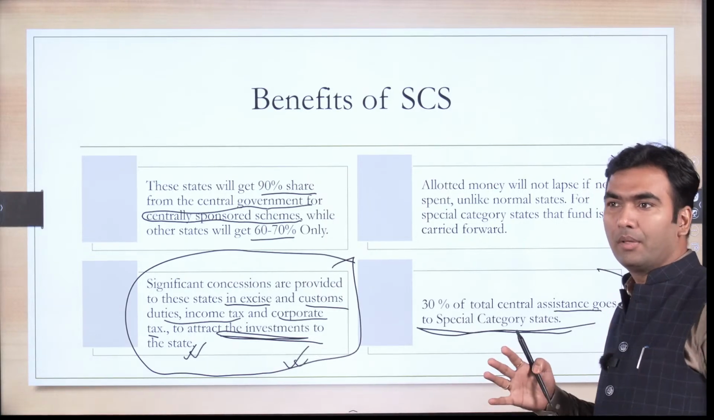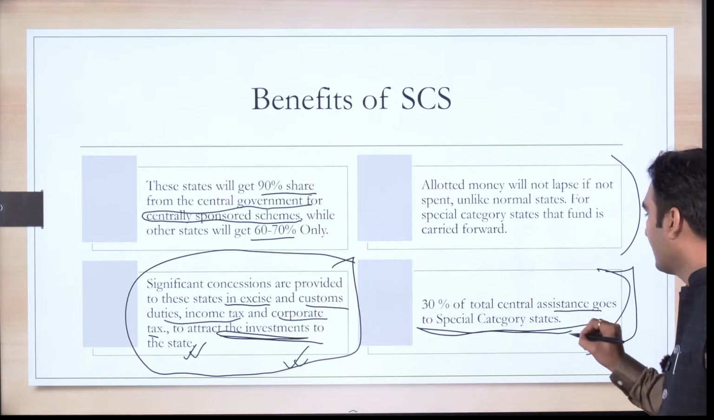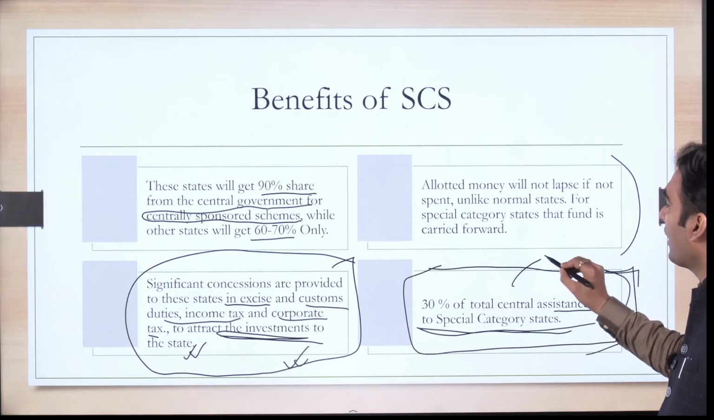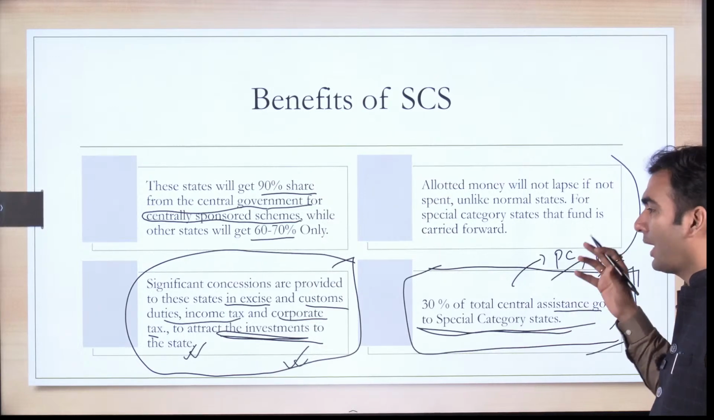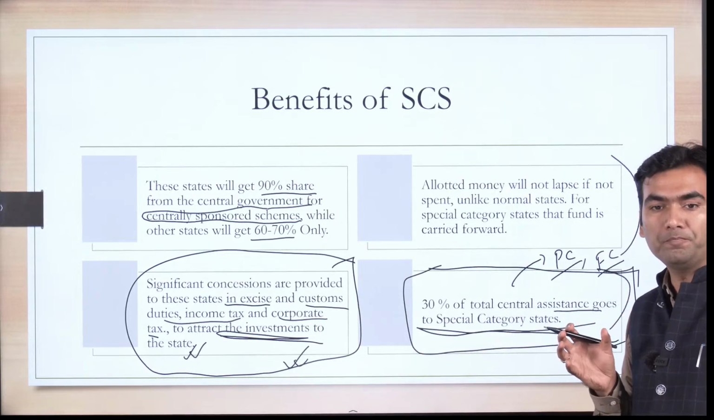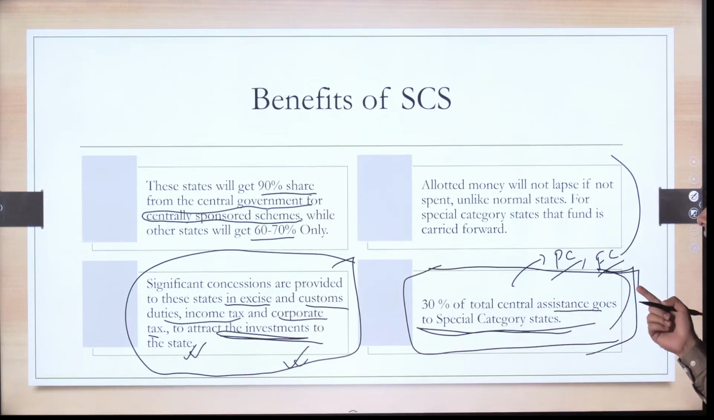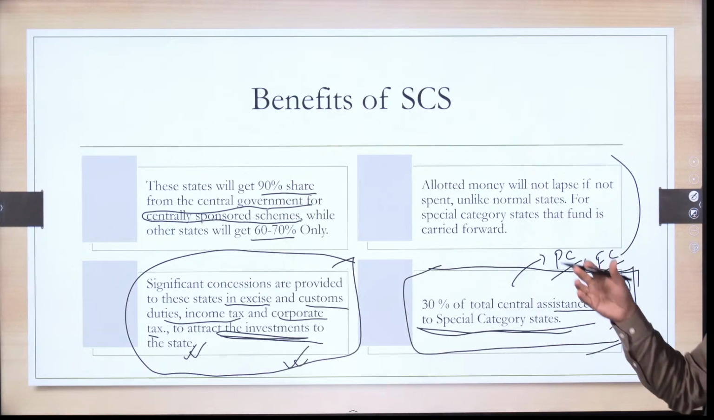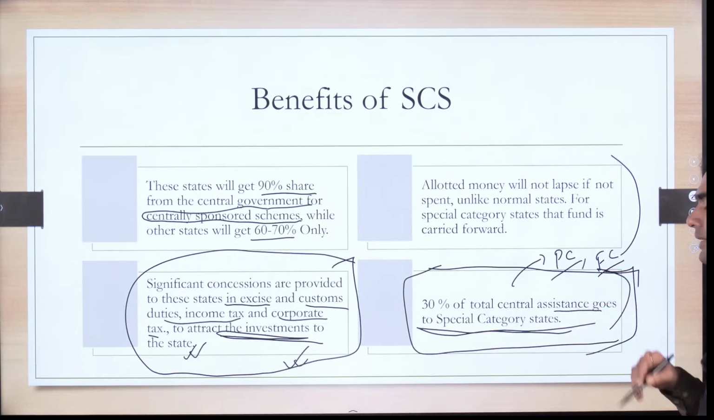I mean, if we have to counter why you need a special category status, the first thing is this central 30% of total central assistance. This was the scenario when the Planning Commission was there. When the Planning Commission came up with this criteria of special category status, the Finance Commission also used to give weightage to special category status. So one of the criteria or the basis of grant used to be a special category status as well.